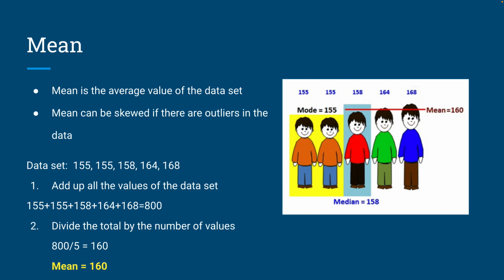Mean is the average value of the dataset. It can be skewed if there are outliers in the data. Mean is calculated by adding up all the values of the dataset and then dividing the total by the number of values. So for this dataset, the total of all the values is 800, and there are 5 values. So 800 divided by 5 is 160, which is the mean.